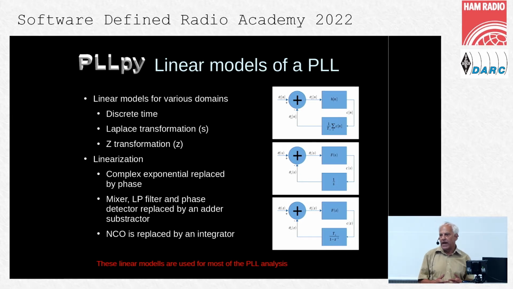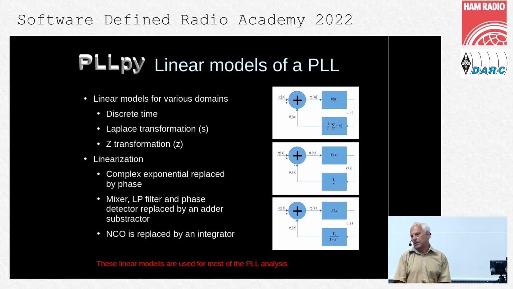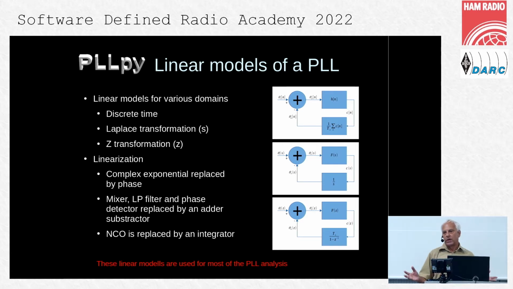You can have linear models for various domains. These domains could be the discrete time domain, the Laplace domain, and the Z transformation domain. And actually, you can do the analysis in each domain. You choose the domain in which the particular problem is easiest to analyze.